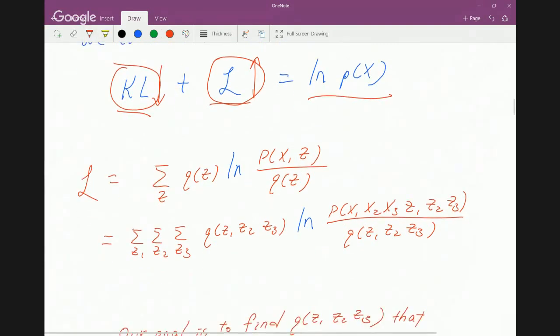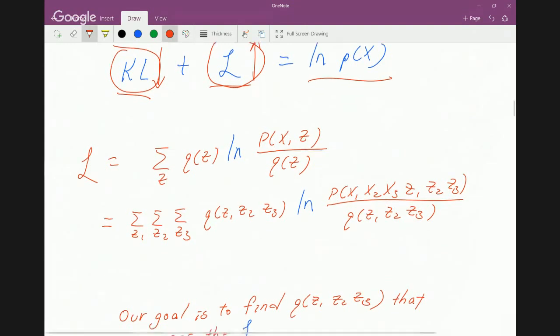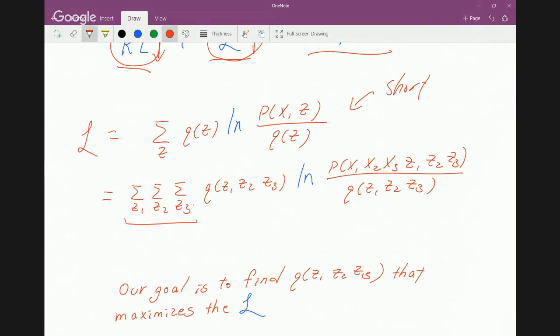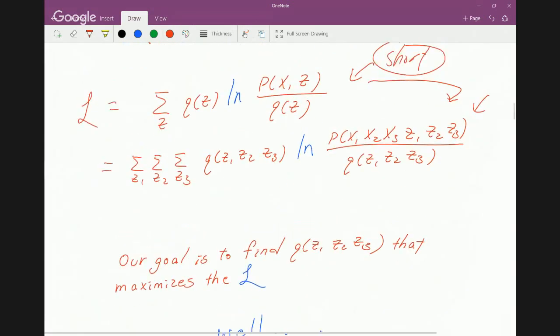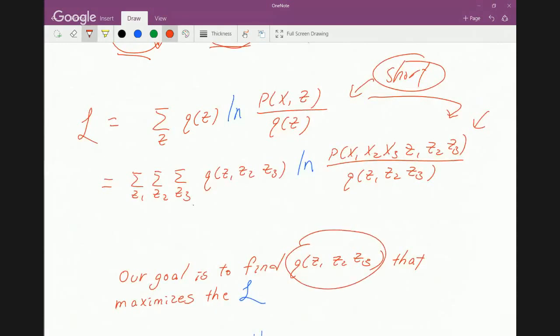Here's the equation from the last video of what a lower bound is. Make sure you go back to the last video if you don't remember the equation for the lower bound. Again, this is shorthand. If I were to write them all out, it would be Z1, Z2, Z3, Q of Z1, Z2, Z3, and here's this gigantic joint. They are the same, it's just that this is the shorthand. Now, our goal is to find Q of Z1, 2, 3 that maximizes the lower bound. We want to maximize this by picking this. So how do we go about picking it?